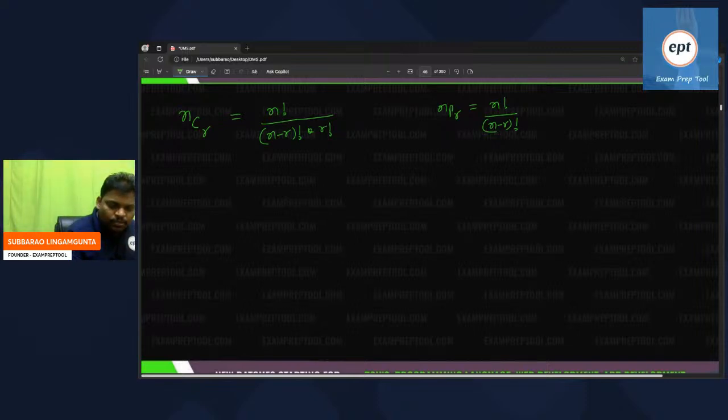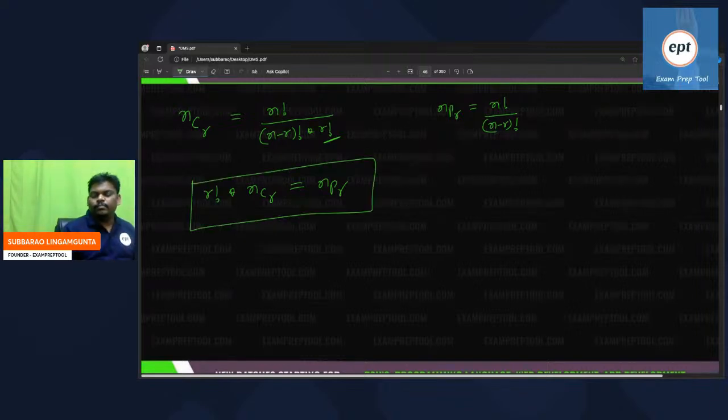Now see this one. If you multiply NCR by r factorial, that r factorial and the one below are both cancelled. It will become NPR. Remember, for the smaller one, if you multiply by r factorial, then you will get the NPR. NPR means bigger. This is the relation between both of them.